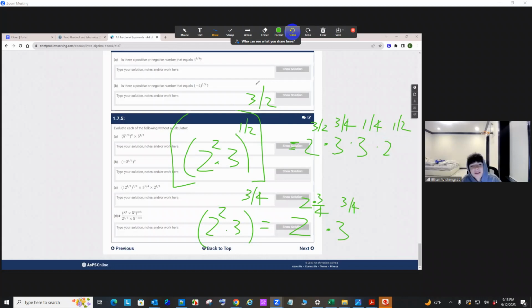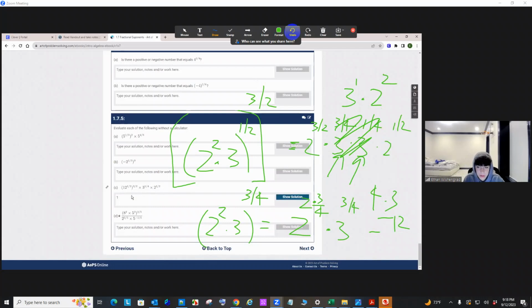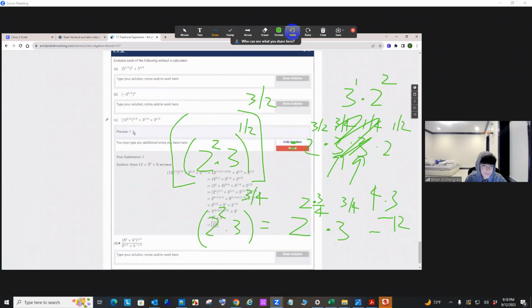So now this 3 to the 3/4 and 3 to the quarter means 3 to the 1, because you add, right? 3 to the 1. And then 2 to the half plus 3/2 is 2 squared, right? Yeah. So it's 2 squared, so it's 4. 4 times 3 is 12. So let's see if 12 is the answer. Yeah, all right, there we go.